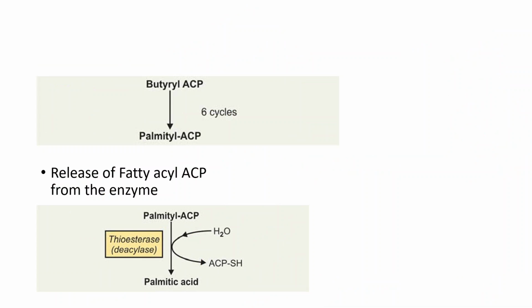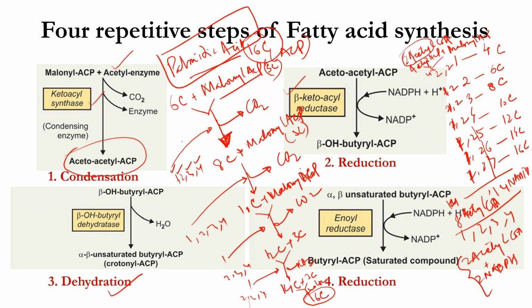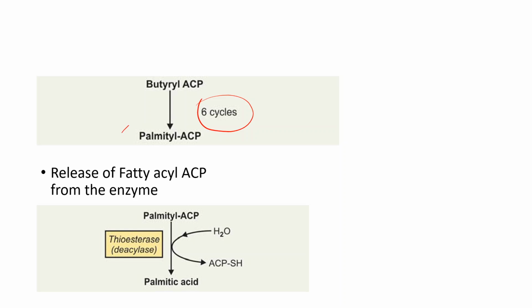Now in the next slide we will discuss, after the 6 cycles that we have discussed here, that is the synthesis of the butyl ACP, 1, 2, 3, 4, 5, 6 cycles, the complete 16 carbon molecule palmitoyl ACP will be synthesized, and this palmitoyl ACP will be released in the form of palmitic acid by the enzyme thioesterase or deacylase.